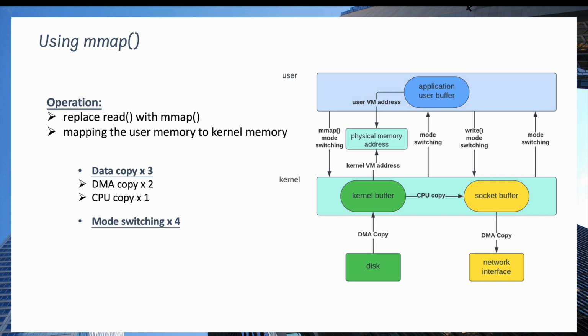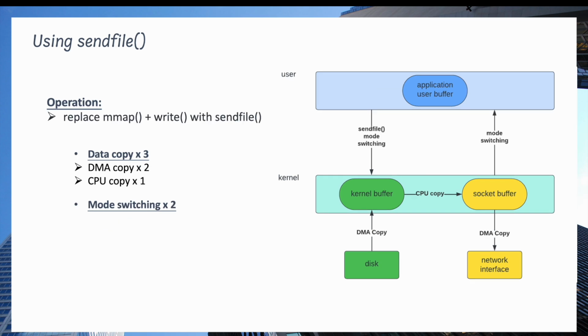Our brilliant computer scientists won't allow that to happen. So, Linux kernel 2.1 provides a new system call, sendfile. This is to replace read and write for some use cases like this. Using sendfile brings us 2 times fewer of mode switching, but still we have 3 data copies, including the annoying one CPU copy. That's why I like to call it one copy instead of zero copy. But our brilliant computer scientists won't allow that to happen.